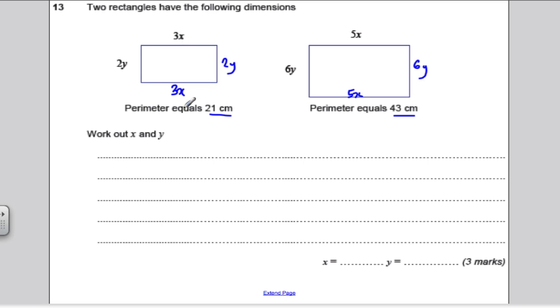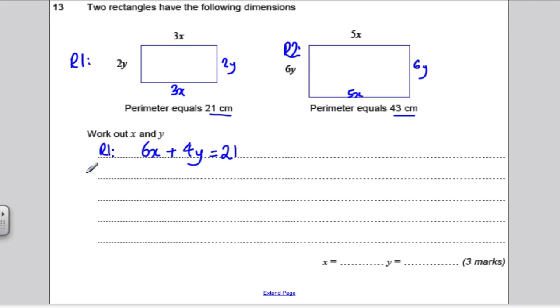Well, why don't we just state some facts about rectangle 1? So call this rectangle 1 and call this rectangle 2. Rectangle 1, its perimeter is 21. So if we add up the sides, we get 21. So 3x plus 3x is 6x. 2y plus 2y is 4y. We add these distances up and I must get 21.